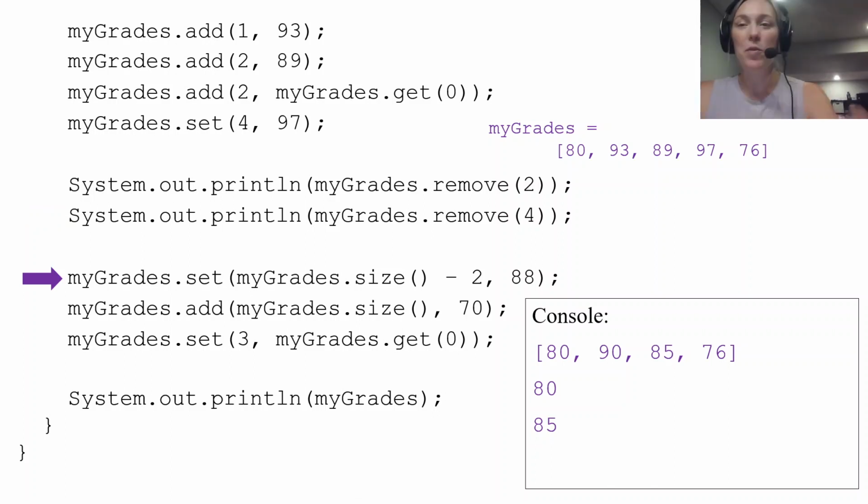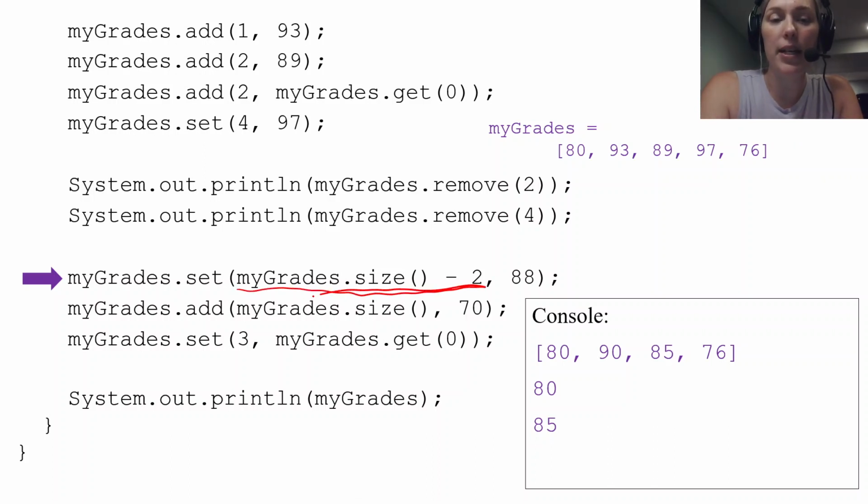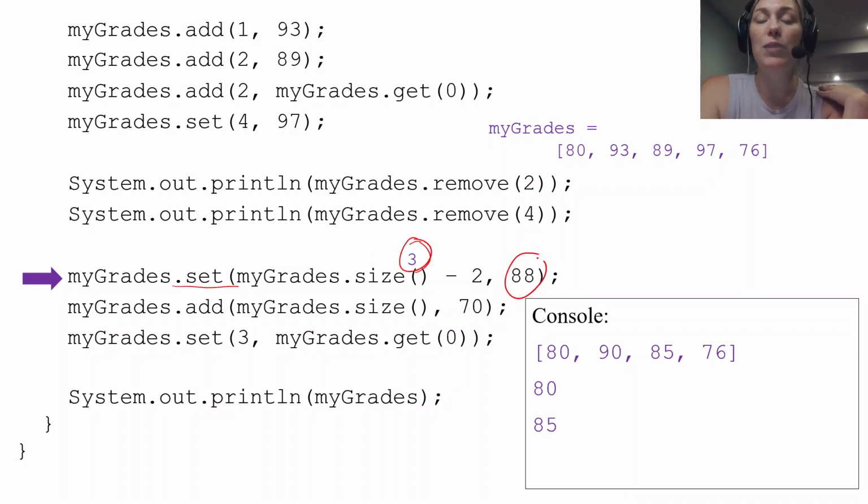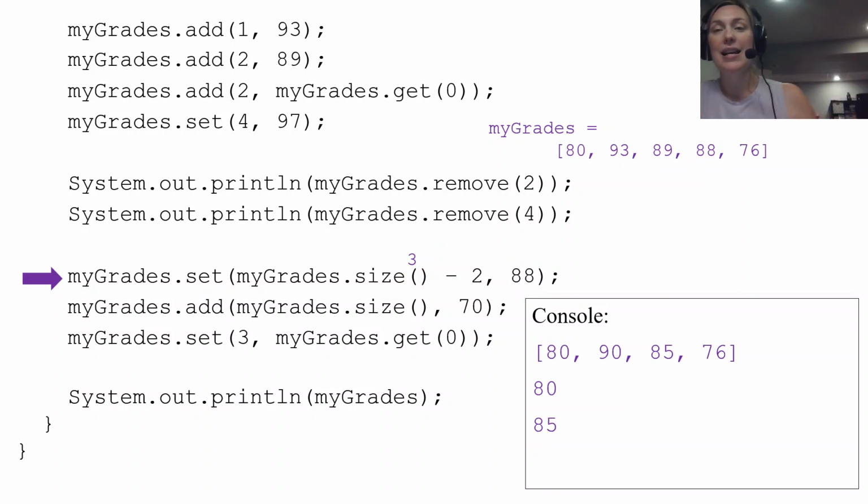Okay, almost done here. Now I have my set. Again, I have kind of a double piece here. I have a method inside of a method, mygrades.size. The size of mygrades right now is a 5. And then I do the operation 5 minus 2, which is 3. So this is saying set index 3 equal to an 88. So 0, 1, 2, 3. Index 3 gets set equal to an 88 there.